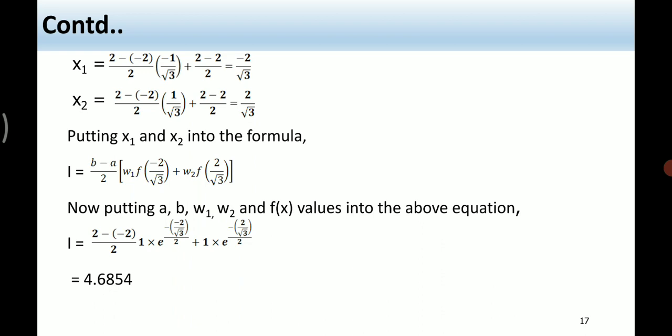Now we are going to put your a value. A value is -2, your b value is 2, your w1 and w2 values are 1, and we also put your f of x values, that is in your above equations. So when you substitute all the equations, we get the result, that is 4.6854.